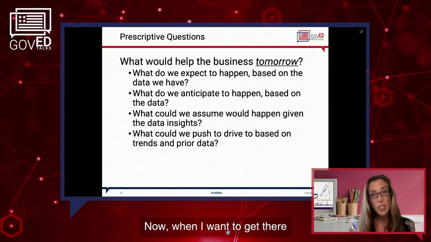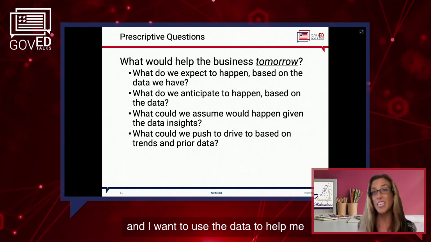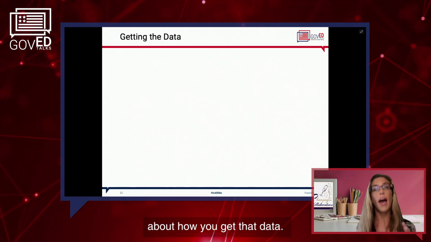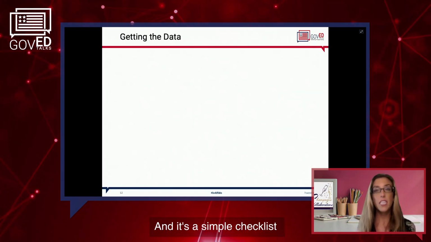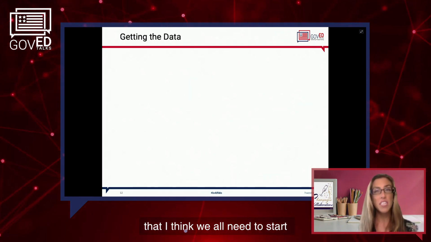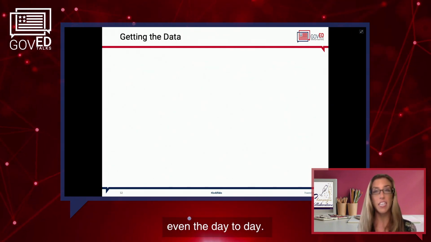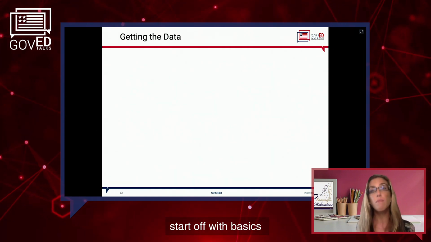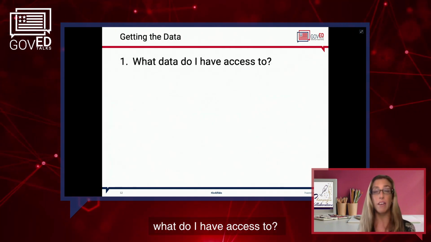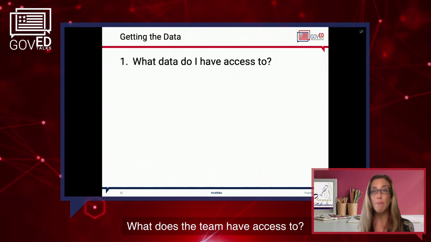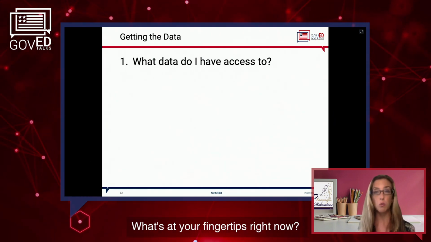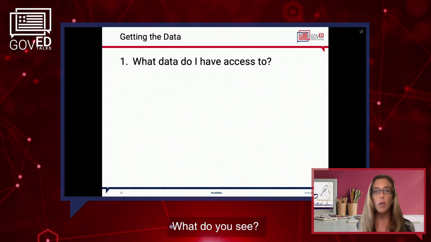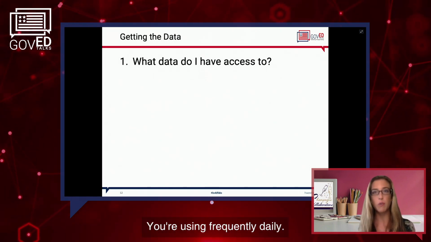Now, when I want to get there and use the data to help me with this forward thinking, I want you to think about how you get that data. It's a simple checklist that I think we all need to start with a little better, even in the day-to-day. If we have big data analytics teams, start off with the basics and just think: what do I have access to? What does the team have access to? What do they naturally use? What's at your fingertips right now? Look around the screen. What do you see you're using frequently, daily?